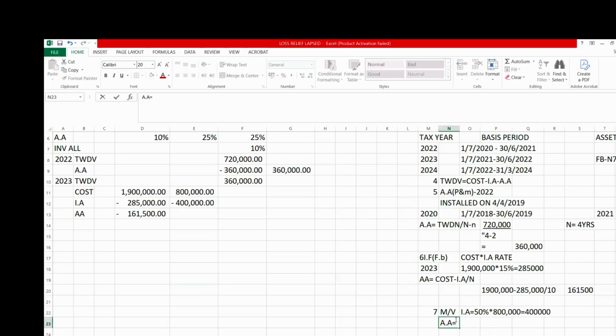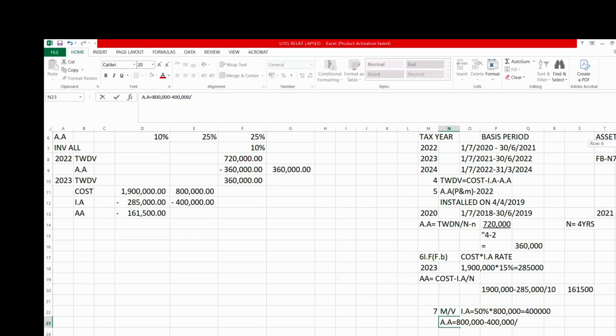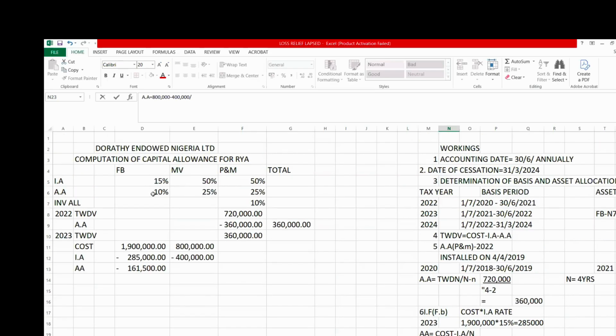Then annual allowance will be equal to cost, which is 800,000, minus initial allowance 400,000, over the number of years. How many years are they going to claim annual allowance for motor vehicle? We have 25%. How many years will that give us? 4 years.